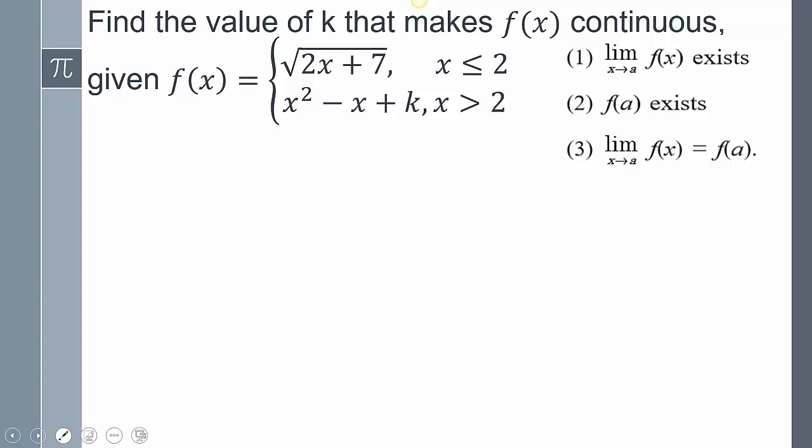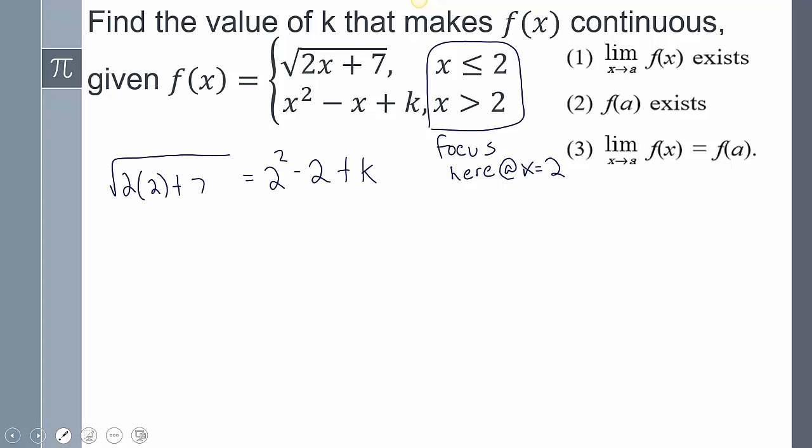And so what I want to do now is make sure that the limit as it approaches that value exists. Sure, it's a square root, so that should work. Looks quadratic, so that should work. f of a exists, okay, so I can plug in that value there, sure, that's great, so that's going to work. Now I have to make sure that these two are equal. So to make sure that these two are equal, I'm going to take my two values and set them equal to each other.